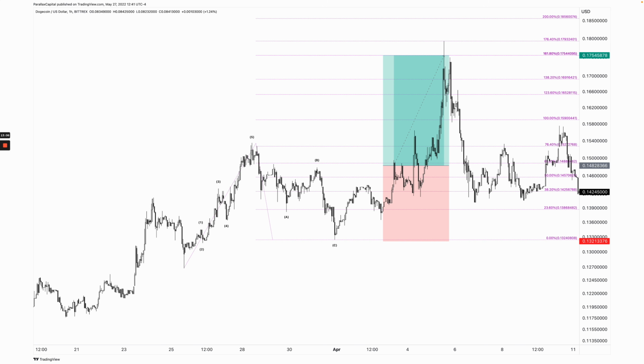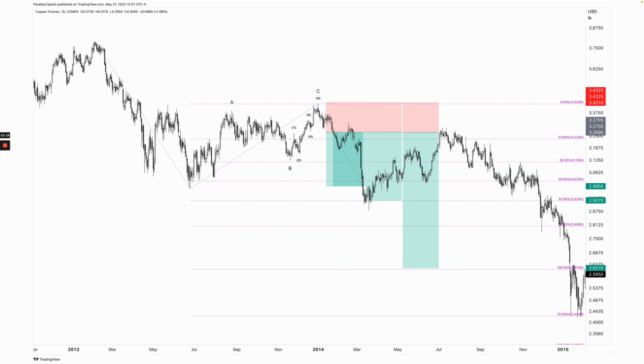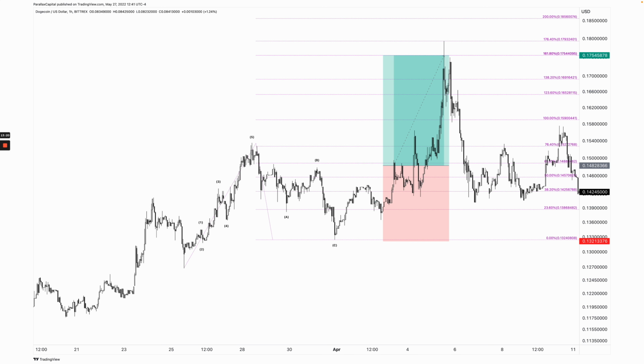Now this one is utilizing a break of the wave B extreme, that entry technique, and we're still placing our stop loss at the extreme of wave C. So you can see immediately the difference in the risk reward profile between this trade and this one here. The risk reward potential is significantly less.